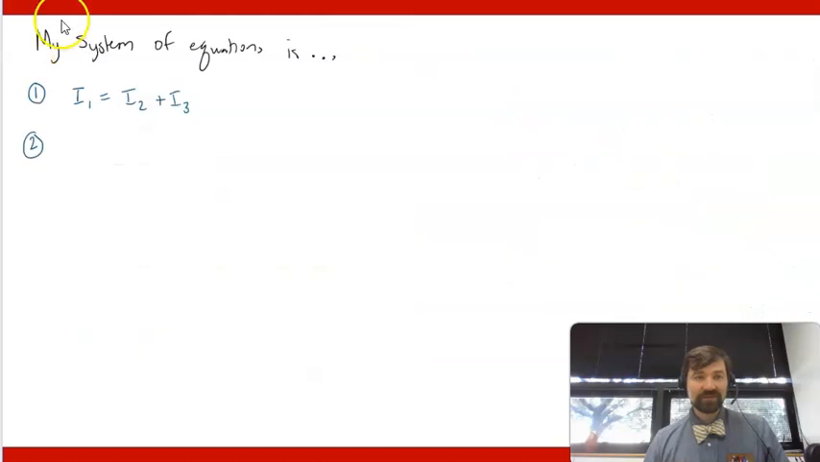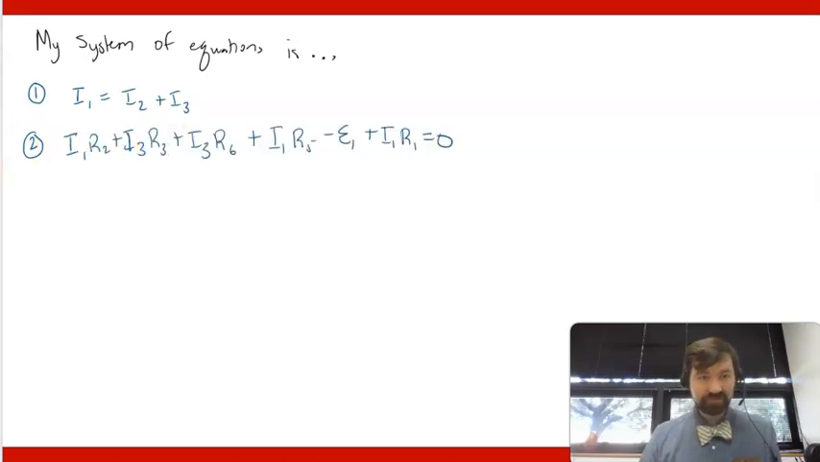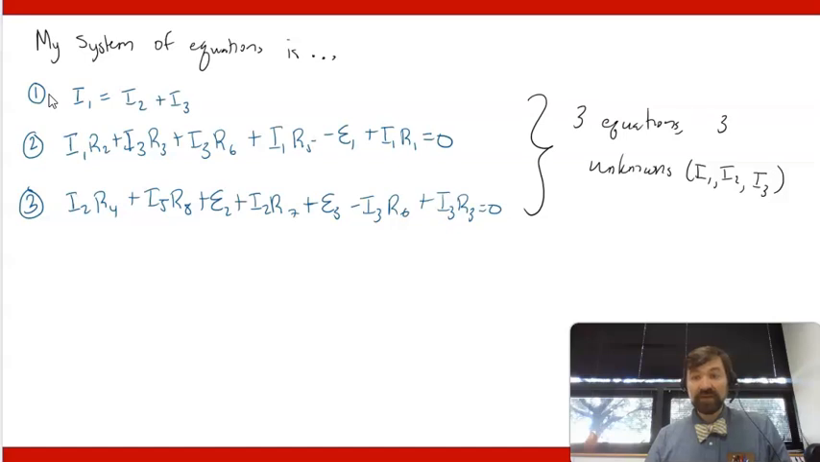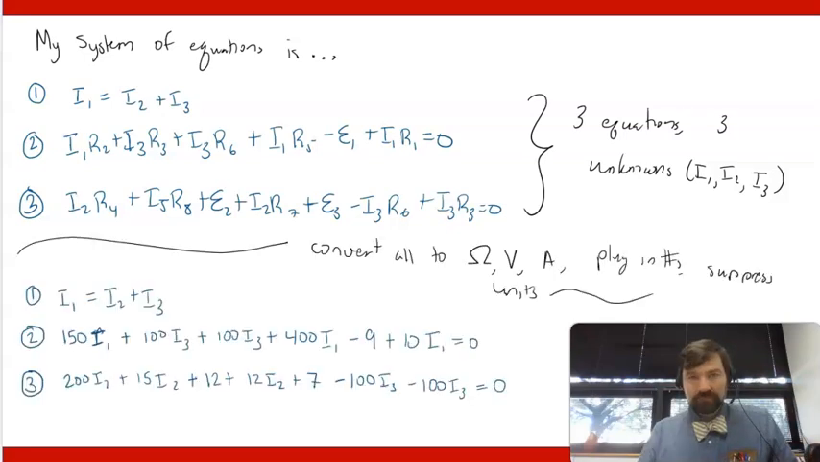My system of equations is, first, I1 is I2 plus I3, then my equation from loop ABEFA, and then the next one is from BCDEB. From here it's basically an algebra problem. I have a system of 3 equations and 3 unknowns, so I solve for the unknowns. It helps to convert all the units into MKS, and put the numbers in and suppress units.